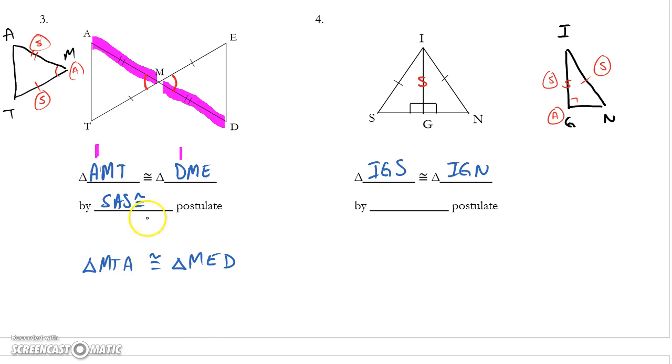T is now second. It was third. E is second. It's now third. So T and E were second, T and E were third. A and D are last. A and D were first. They're in the same location. That's the major important piece of information when I'm naming my congruent triangles.